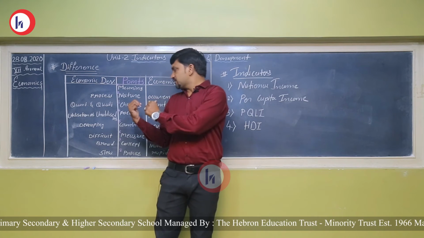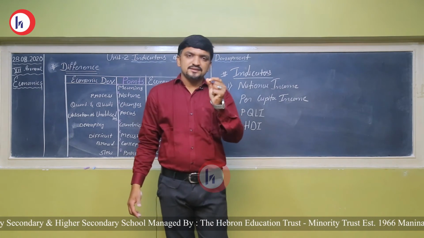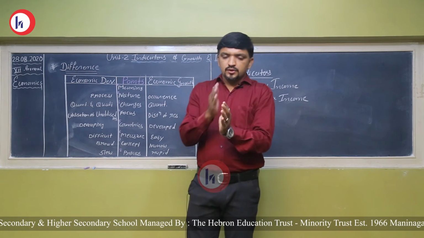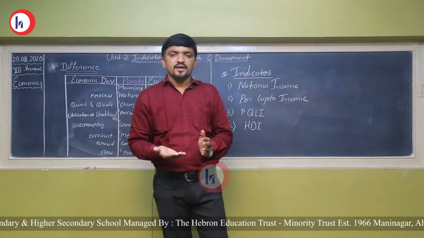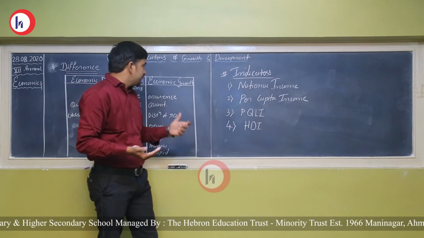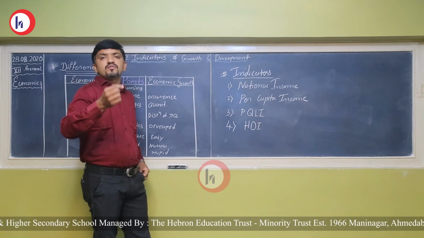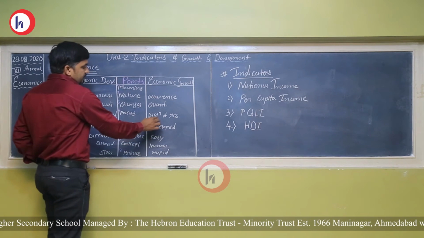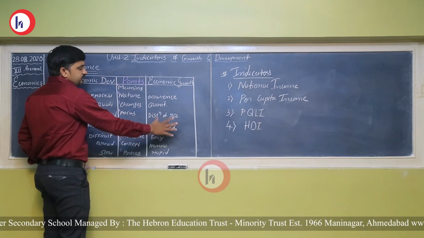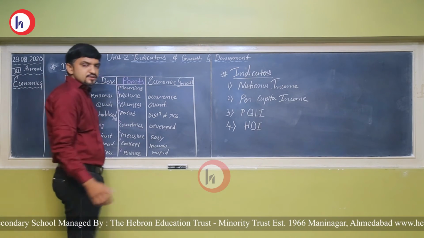So, in case of economic development, the emphasis is given on utilization of unutilized resources. And when it comes to economic growth, the question arises of distribution of available resources. Number 5, countries.